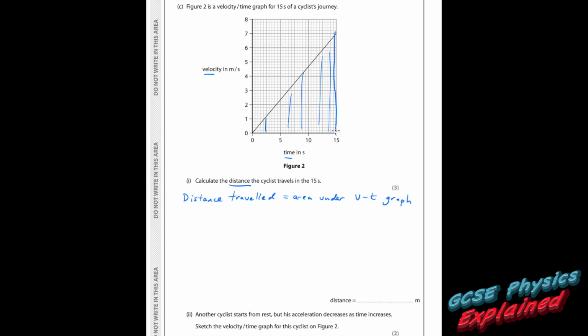So you can see that's a triangle, and the area of a triangle is a half times by the base times by the height. So the base is 15 seconds and the height is 7 meters per second, and that equals 52.5 meters.